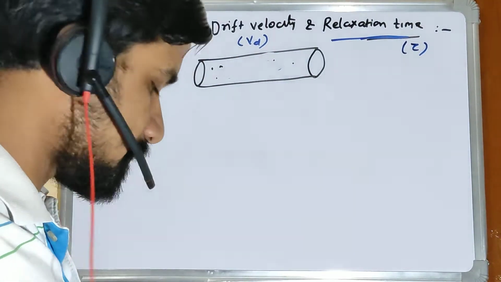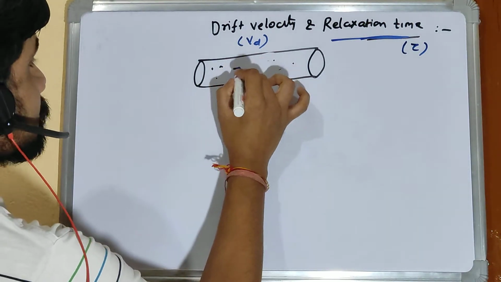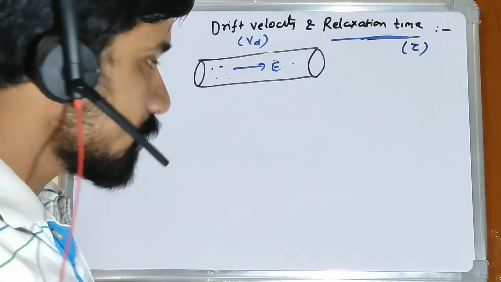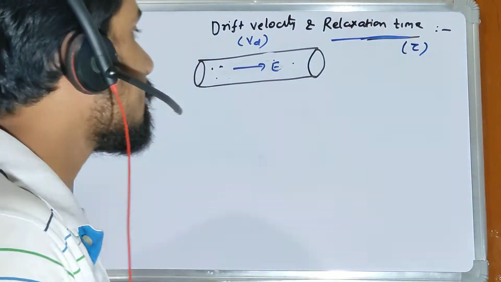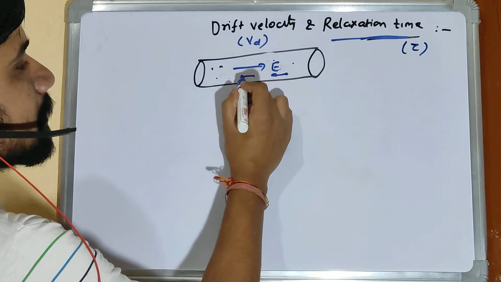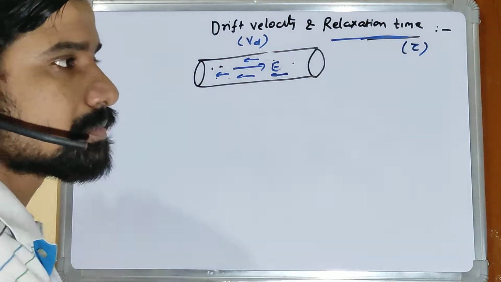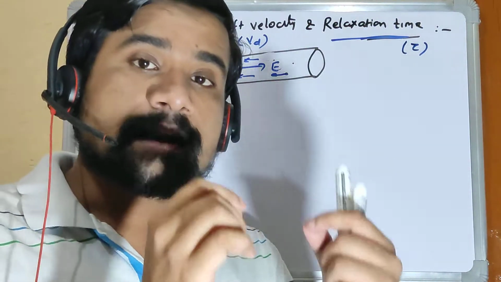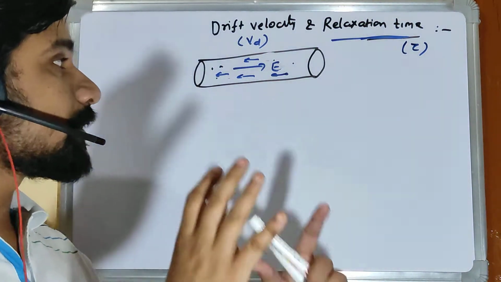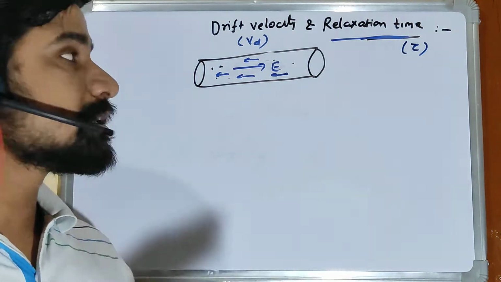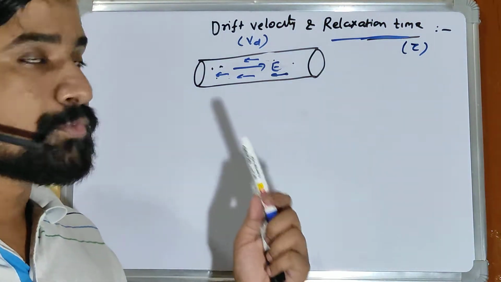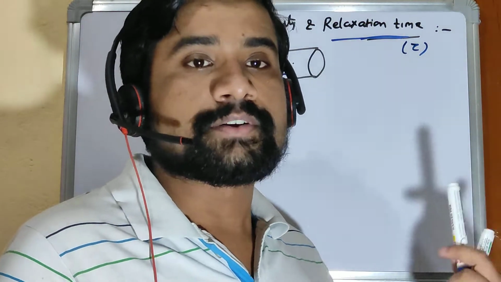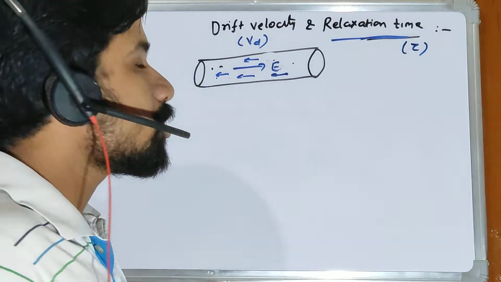Now let's say we apply an electric field in this conductor, right? The electrons inside this conductor will get a velocity. The average velocity will no more be zero. So the average velocity of electrons in presence of an external field or potential is nothing but drift velocity. The average velocity in presence of a field or potential is drift velocity, right?